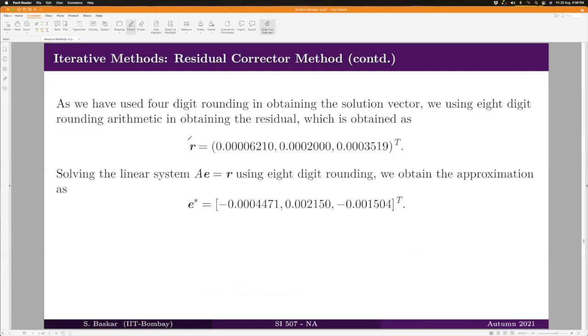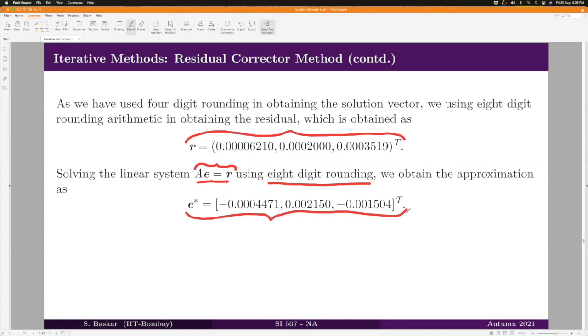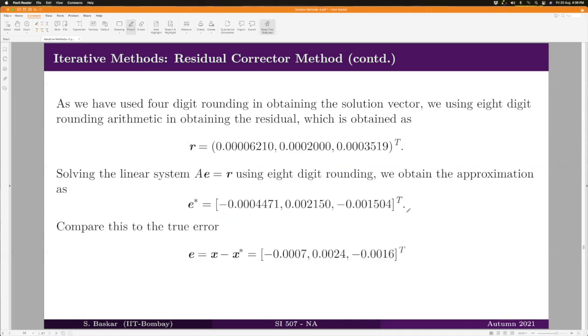So first we have to find the residual error with 8-digit rounding, because the basic solution was found using 4-digit rounding. So you have to double the precision for finding the residual error, and also consequently to find the mathematical error by solving this system, you have to use 8-digit rounding. As per this, you will get this as the mathematical error up to 8-digit rounding. Note that up to 4-digit rounding, the error is given by this.